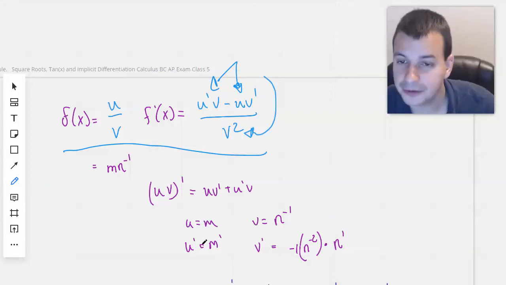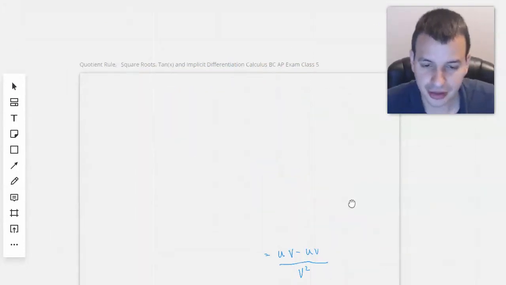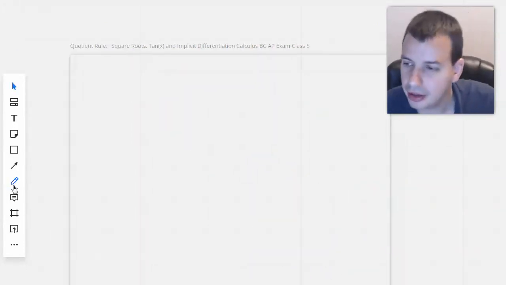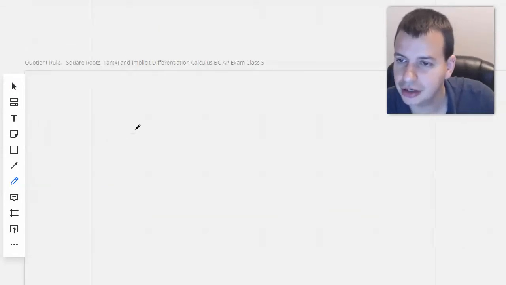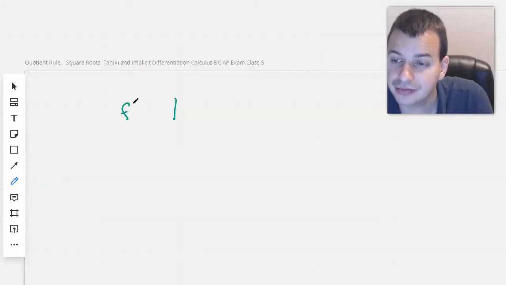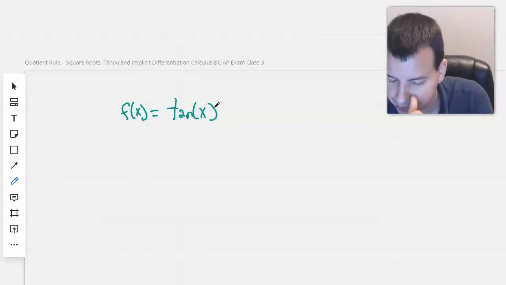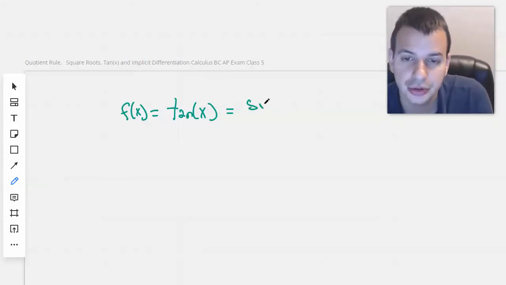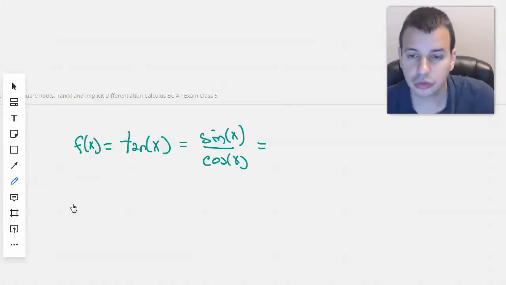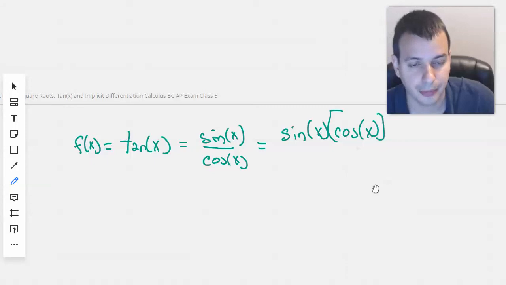Let me show you an example. With the example, we're actually going to go straight over to tangent of x. So now that we have the concept of how to do quotient, we have f of x equals tangent of x. And tangent of x is just equal to sine of x over cosine of x, which we can rewrite as sine of x times cosine of x to the -1.